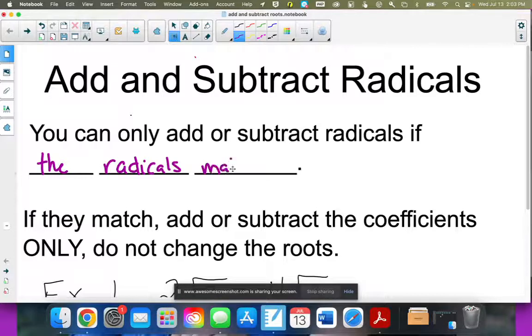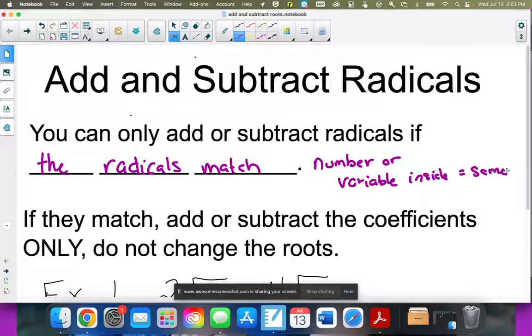Now, when I say that they match, that means that the number inside and or the variable, they have to be exactly the same. Exactly the same. Like trying to add and subtract like terms with polynomials. The same number, the same variable. If there's an exponent on the variable, all of that has to match. If they match, then you can add or subtract them.